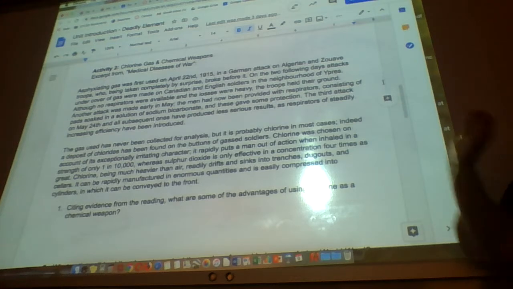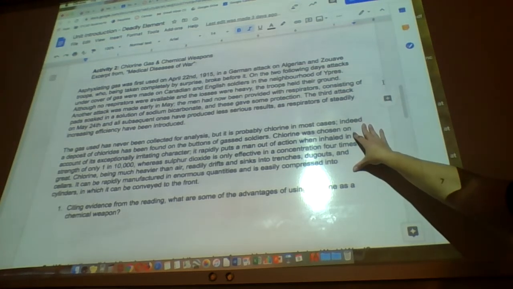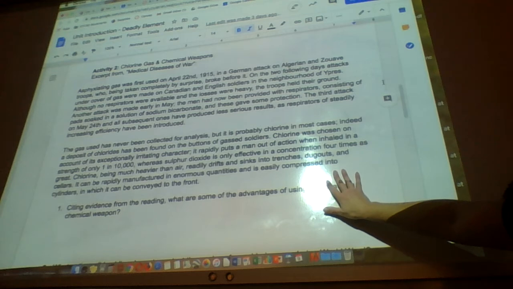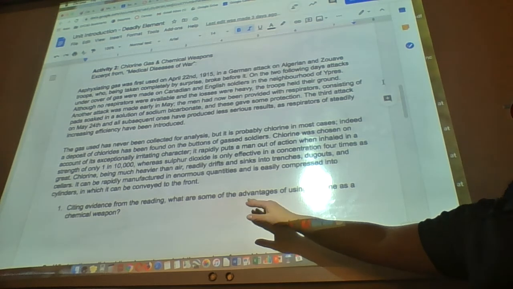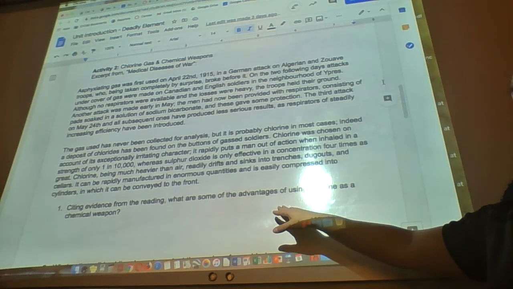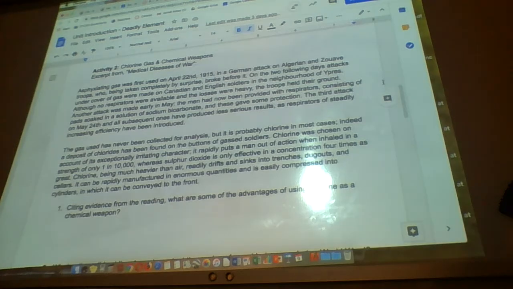So you guys read these 2 paragraphs here about chlorine gas in World War I. Now this first question is asking about the advantages of using chlorine. Don't think about it as far as what are the advantages of using it as a weapon, but why was chlorine used as a weapon? What made it easier to use that as a weapon than something else maybe? Do we have any ideas?